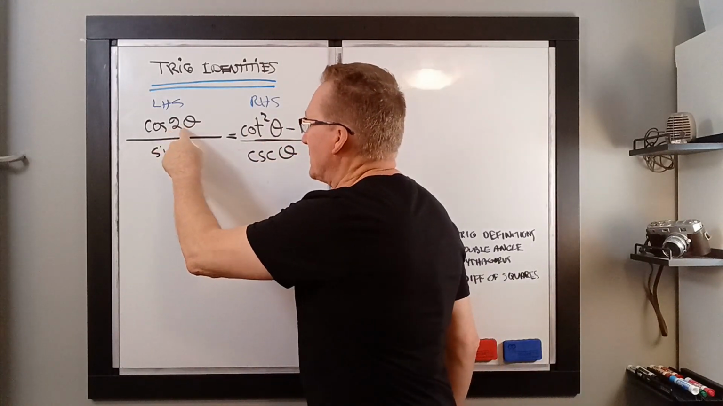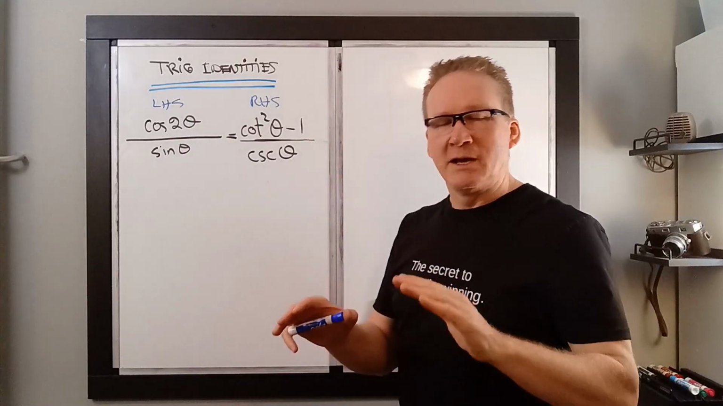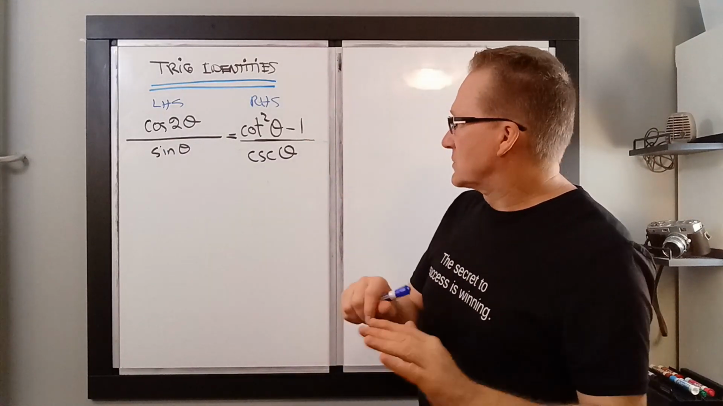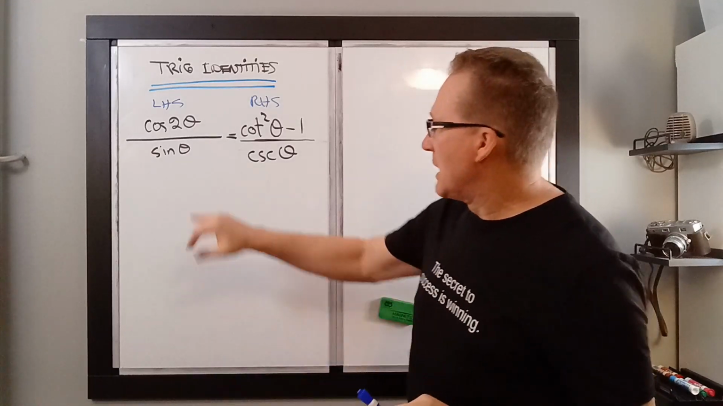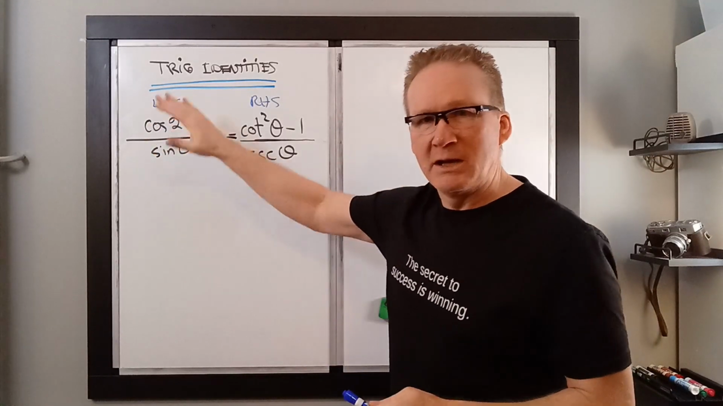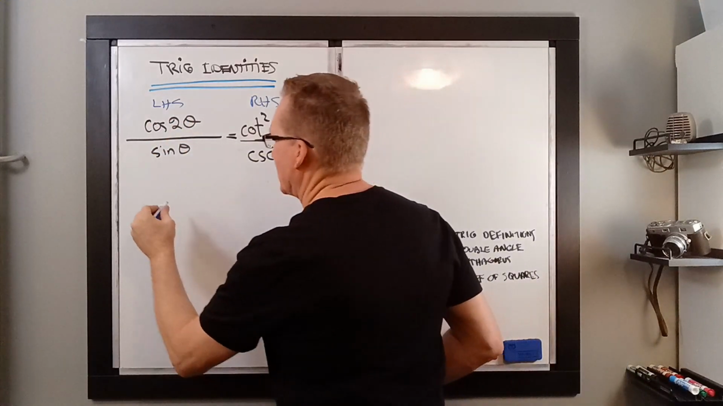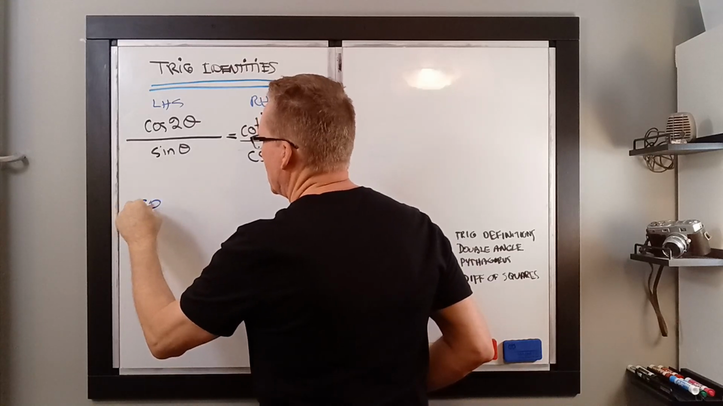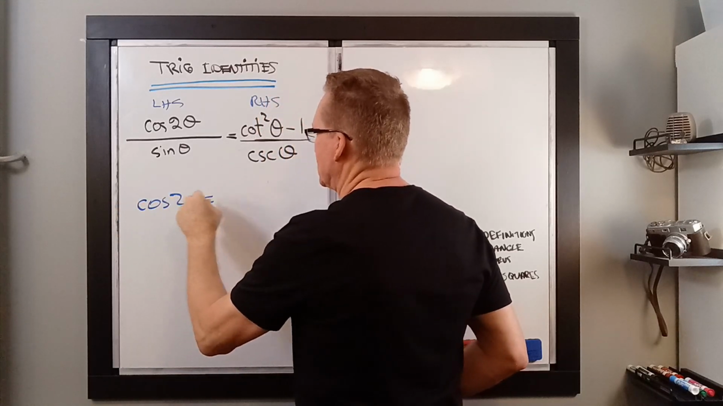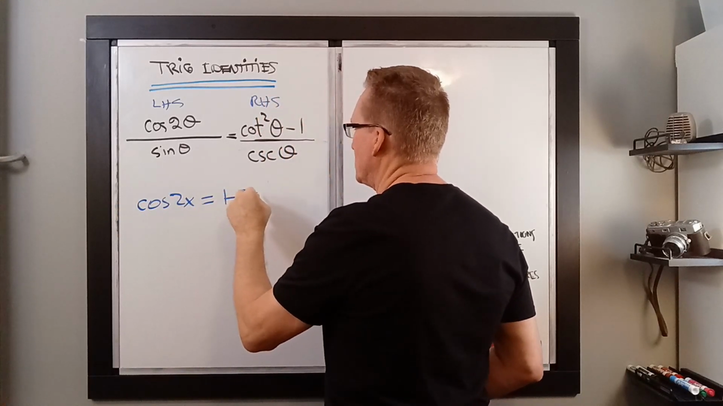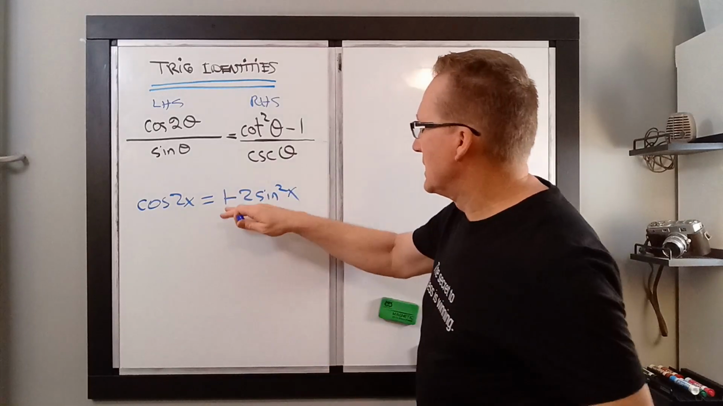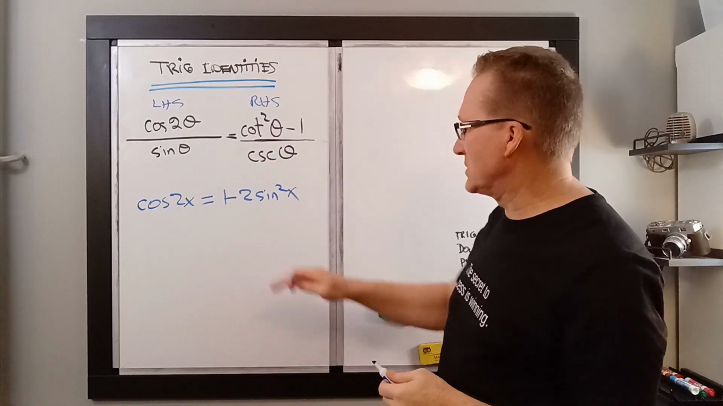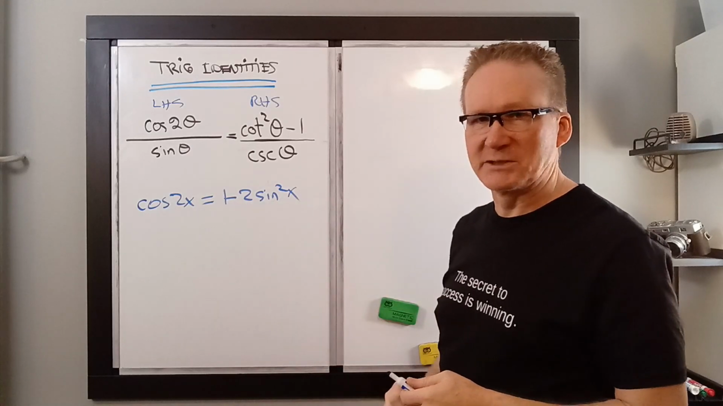Here we have the double angle of cosine. If you remember that one has cosine squared, or it has sine squared, or it has both sine and cosine squared. But because we have a sine in the bottom here, let's use the one that has the sine on the top. So cosine 2x is equal to 1 minus 2 sine squared x. That's the double angle definition. I just happen to have it memorized because I've done it a bunch of times.